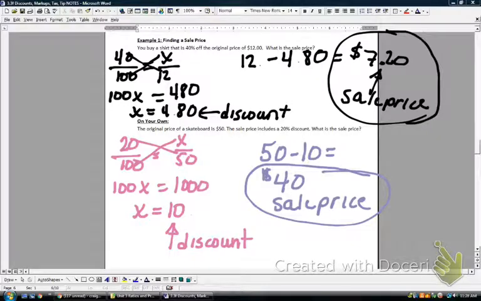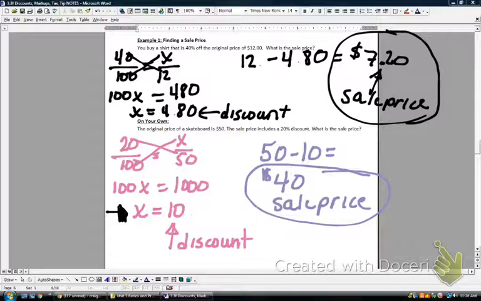Alright, so I went ahead and worked the problem. 20 over 100 equals x over 50. X is my part. It's my discount, what I'm trying to find. Cross the equal sign and multiply. Then when I worked that out, I got my discount is $10.